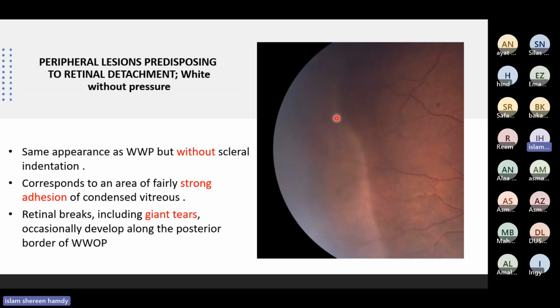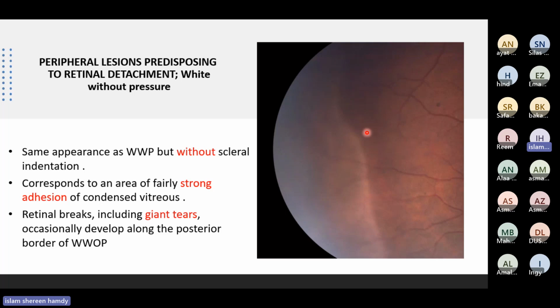If you find a patient with a giant retinal tear in one eye, you will go and treat that. But it's important to examine the other eye, because if there is a white without pressure, it's very prudent and wise to do laser treatment at that area, because we know that the vitreous is strongly adherent to that part and the risk of having a giant retinal tear in that eye is high.